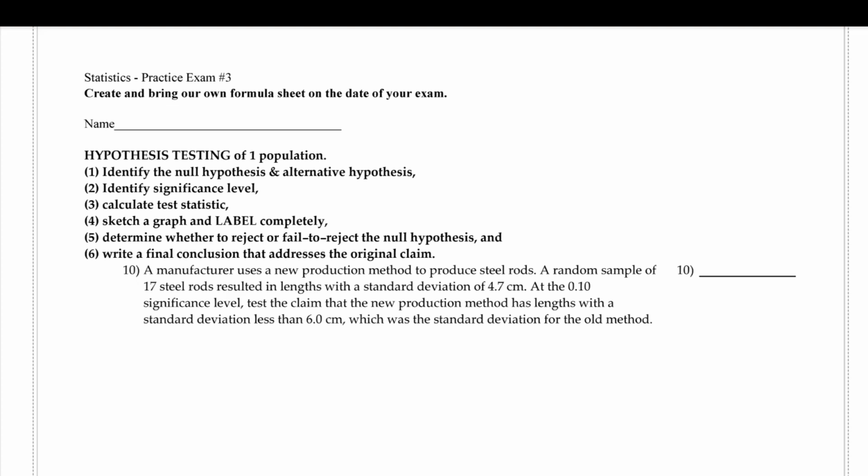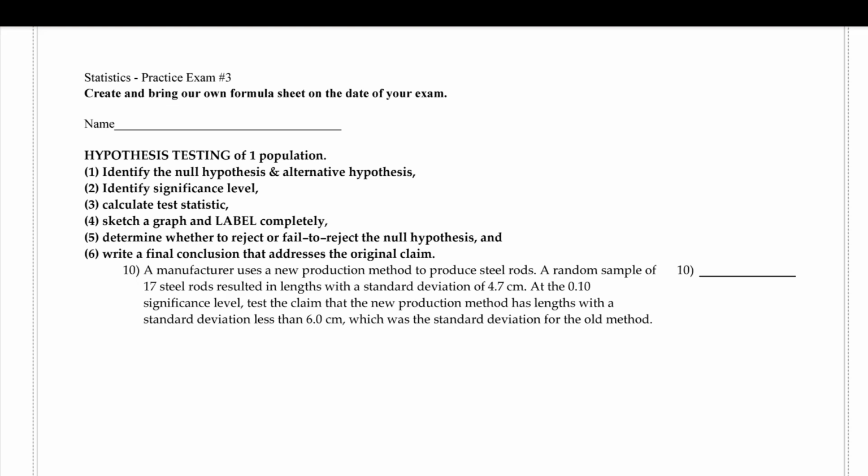Now, in all these problems, I am skipping all the conditions. Of course, for this type of problem, if we're dealing with a claim on a standard deviation, you have to know that the original distribution has to be normally distributed. But things that are manufactured typically follow a normal distribution.